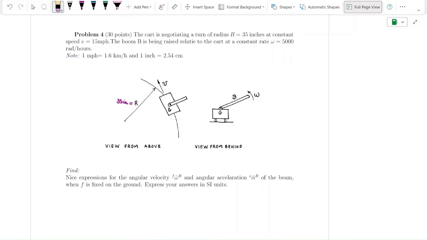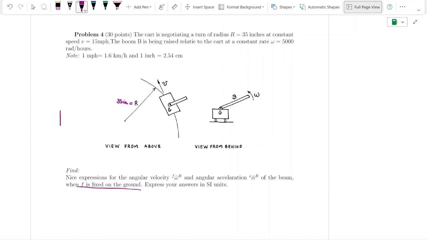I think I did do this problem in one of the other videos. This might have been an exam 2 problem, but I'll just do it again here, and maybe I can explain it better, actually. Okay, so first of all, as we normally do, we create a reference frame for each of the complex rotations we have. So first of all, this cart is rotating around this turn, and then on that cart, we have a rotation of this boom at angular velocity omega. So we clearly have two complex rotations that depend on each other, right? The boom is rotating relative to the cart, which is rotating relative to the ground. And F is fixed in the ground.